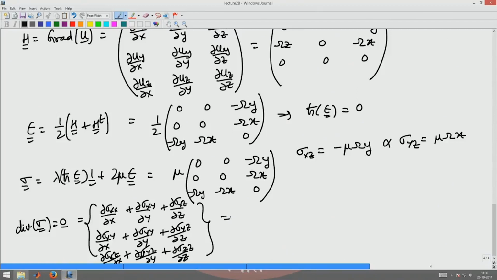You can see that sigma xz is not a function of z or x, and hence the first equation is identically 0. The other two components are 0. The second equation: sigma xy is 0, sigma yy is 0, sigma yz is again not a function of z, so that is 0. The third equation: sigma xz is not a function of x, sigma yz is not a function of y, and sigma zz is 0, so that is also 0. So the requirement divergence of sigma equal to 0 is satisfied by this stress field.